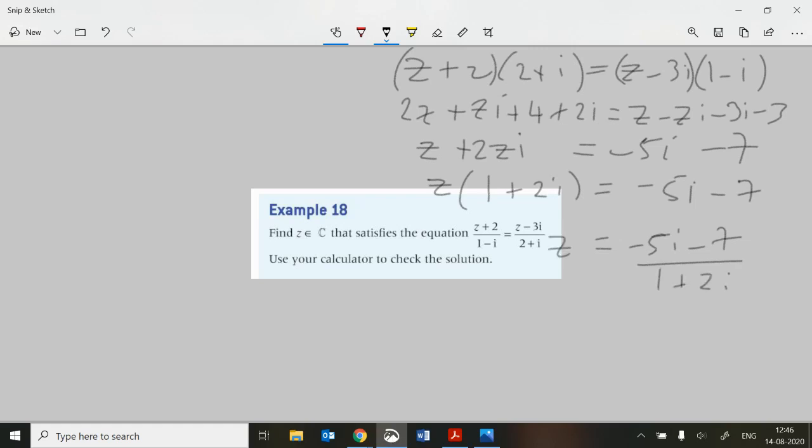Now, again, it's not good enough to leave it like that. And that is partially done, but you'll probably lose a couple of marks by not giving it in the correct form. And probably an exam question will say, can you give your answer in this form where a and b are rational numbers or are real numbers?